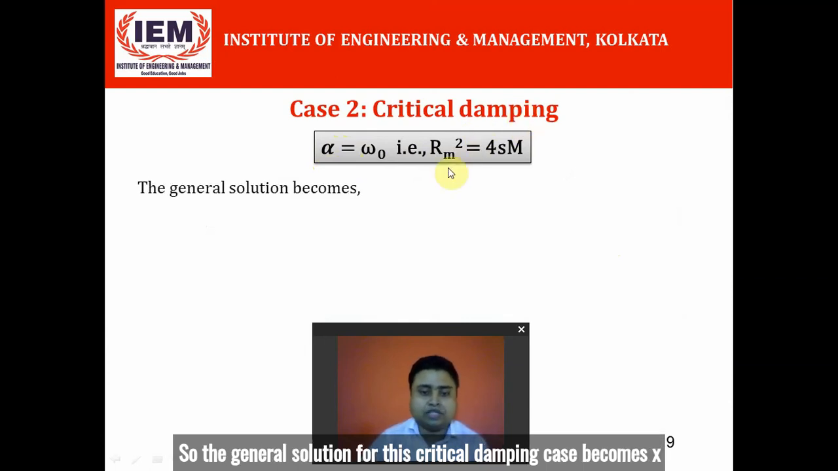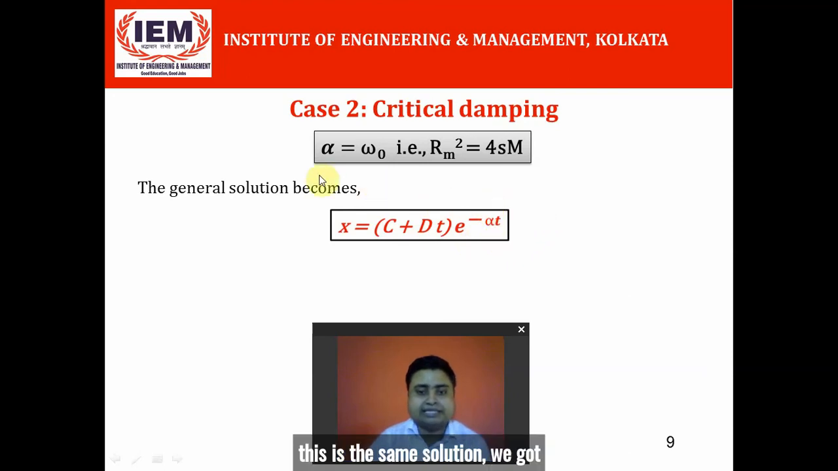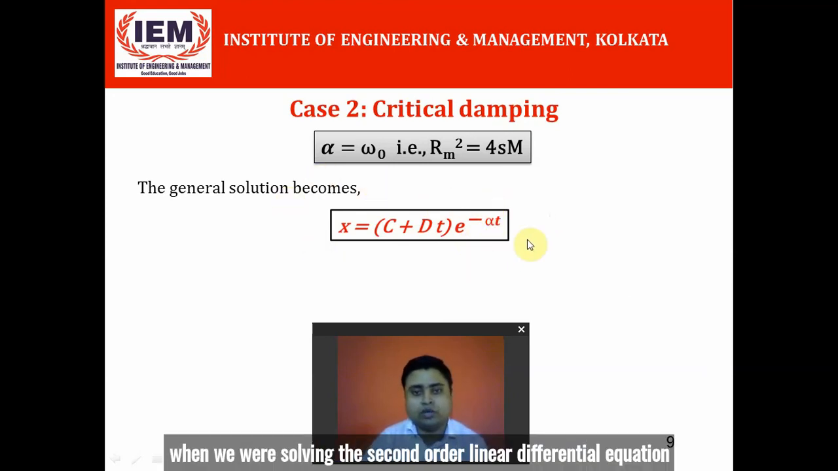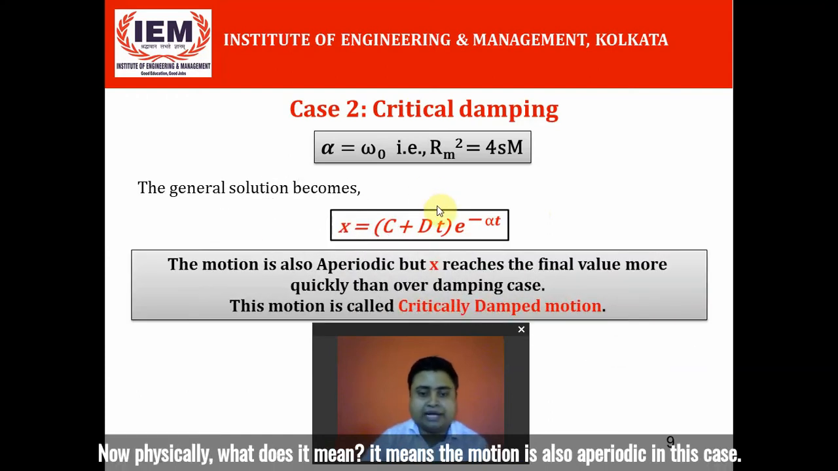So the general solution for this critical damping case becomes x equal to (c plus dt) e to the power minus alpha t. This is the same solution we got when we were solving the second order linear differential equation, which we discussed in my first couple of lectures. Now, physically, what does it mean?